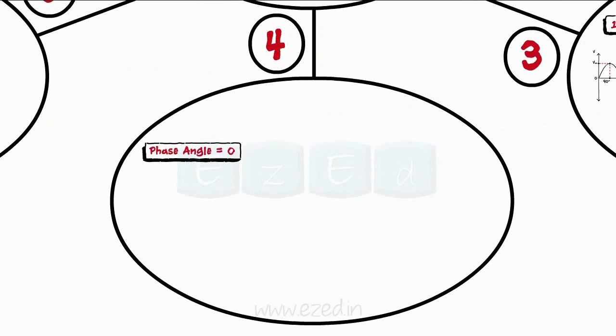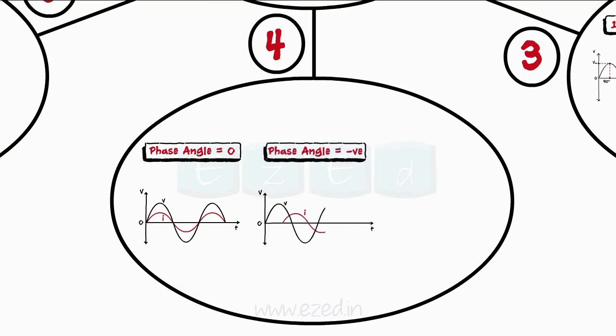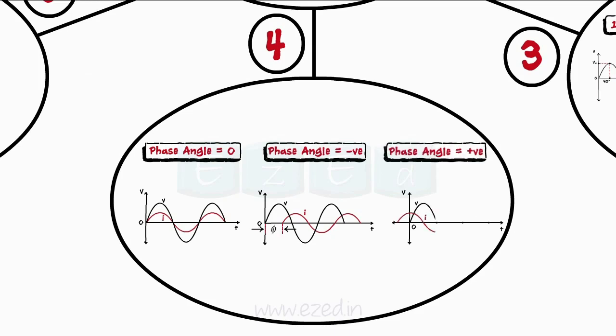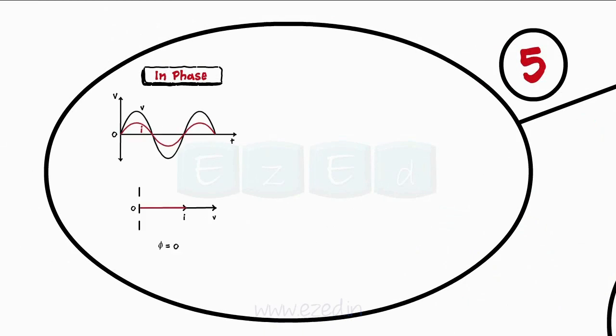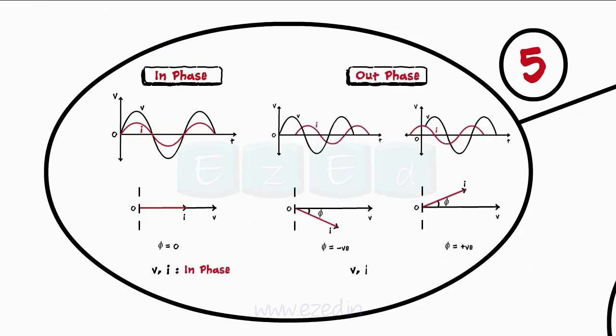If the sine wave attains zero value at the reference position only, the phase angle is said to be zero. If the sine wave attains zero value after the reference position, the phase angle becomes negative, and if it attains zero value before the reference, then the phase angle becomes positive. If the two signals attain their zero value and maximum value at the same time instance with respect to each other, the signals are said to be in phase, else they are out of phase with each other.